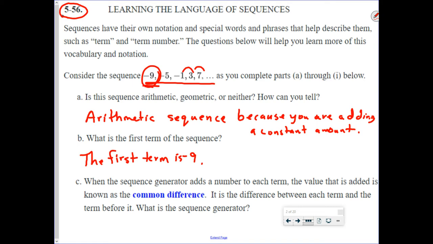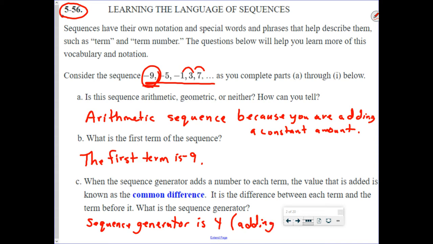What is the sequence generator? The sequence generator in this sequence, what is it? It is 4. Sequence generator is 4, okay? You could also say we're adding 4.